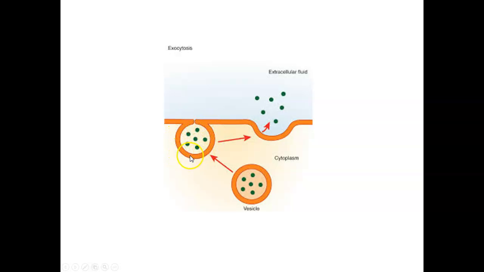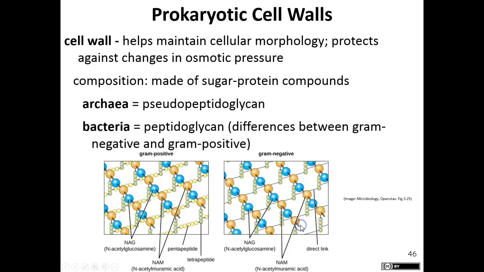But so this is exocytosis. Once you have a vesicle inside that has materials that need to be released, that vesicle can bind to the plasma membrane and become part of that plasma membrane, and then open up and release the materials to the extracellular fluid. So that is exocytosis. Materials are exiting the cell.